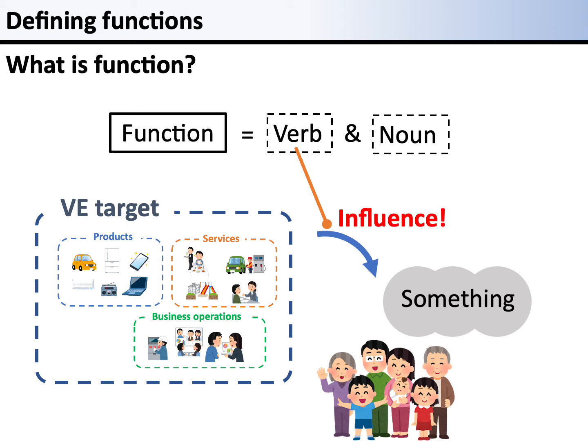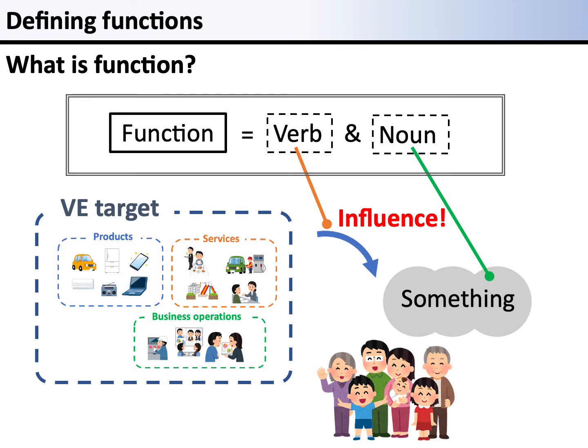The something influenced by VE target is defined as noun, and how they influence on other things is given as a verb. Now, let me show you how we define a function as a combination of a verb and a noun in VE.